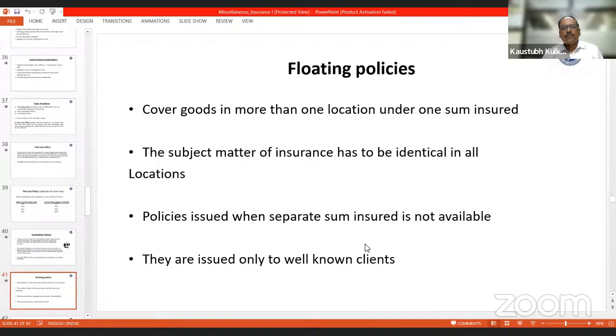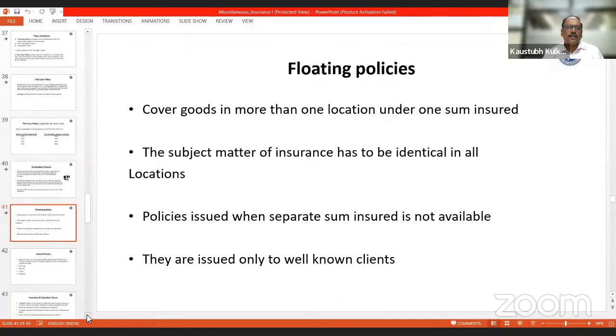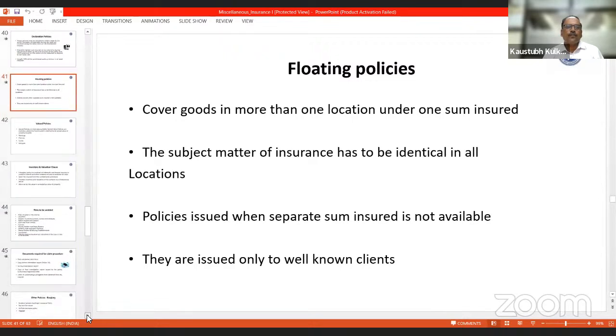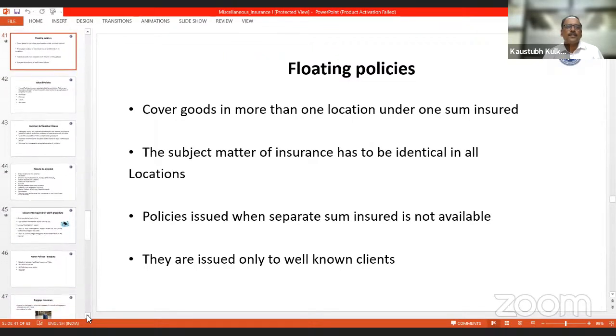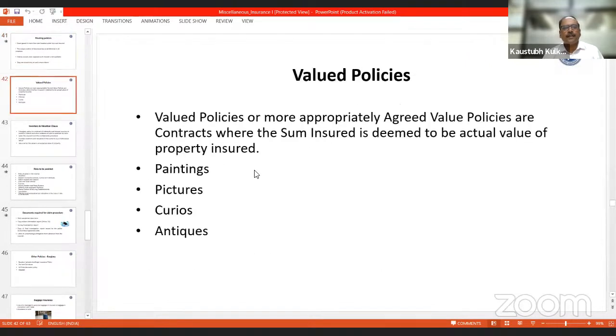These policies are issued when a separate sum insured is not available. If a separate sum insured is available, he can very well take a full value policy on a location specific basis. They are issued only to well-known clients. Yes, this moral hazard is very important. In case of floaters, that is floating policy, some percentage of extra premium has to be taken.